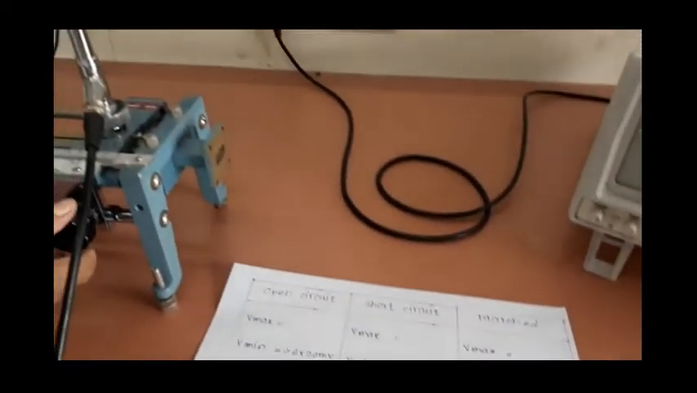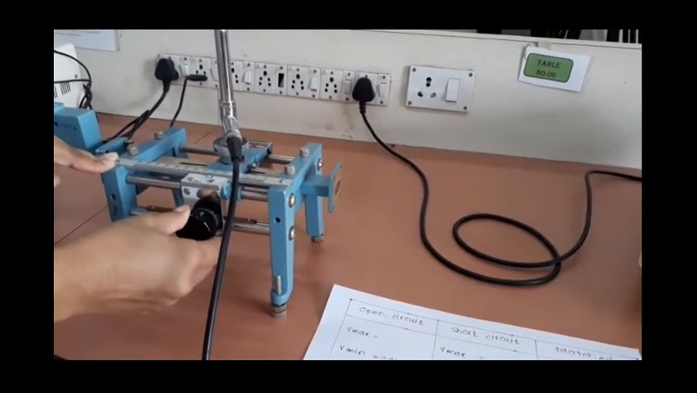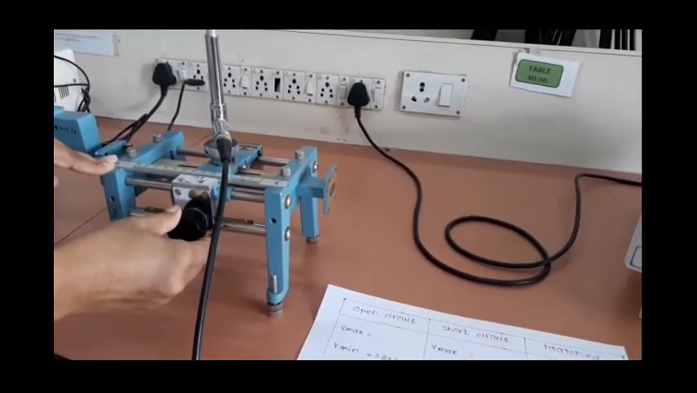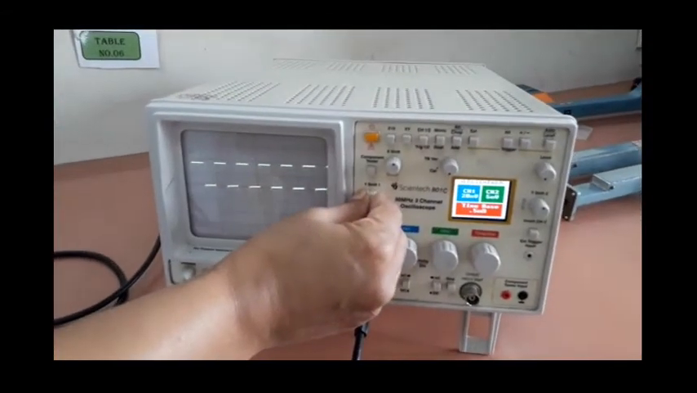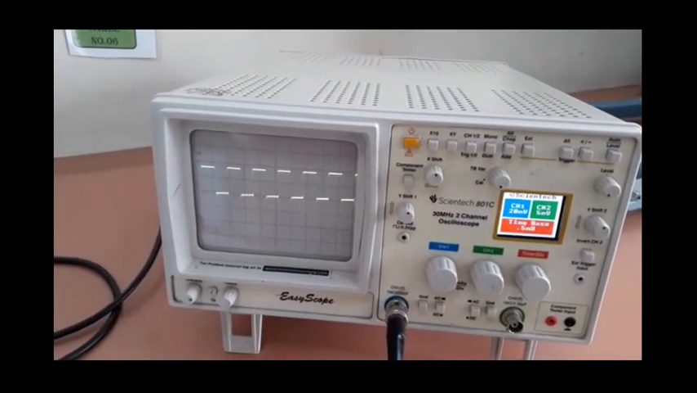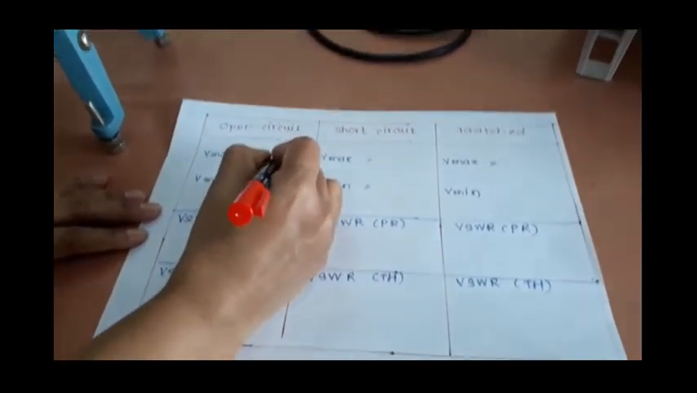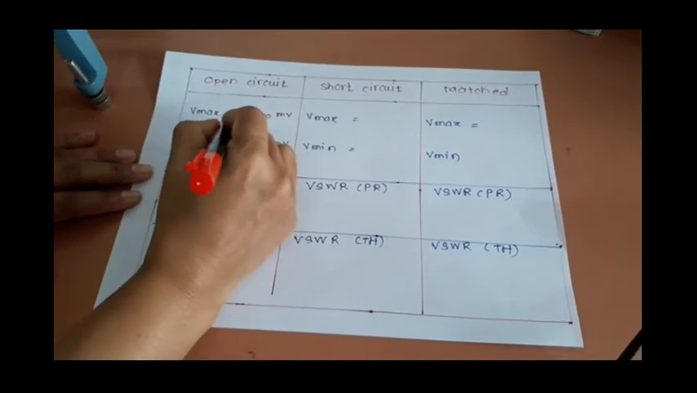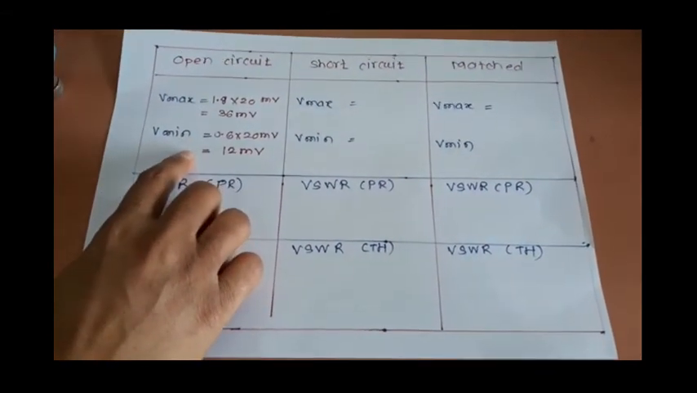Next, I am again moving this probe carriage along the complete line, and I will see where I am getting the maximum voltage. Now I can observe this is the maximum voltage on the CRO. I can see here this is 1.8 into 20 millivolts. So I will write the reading 1.8 into 20 millivolts, which is 36 millivolts. So I have taken the maxima and minima readings for the open circuit.